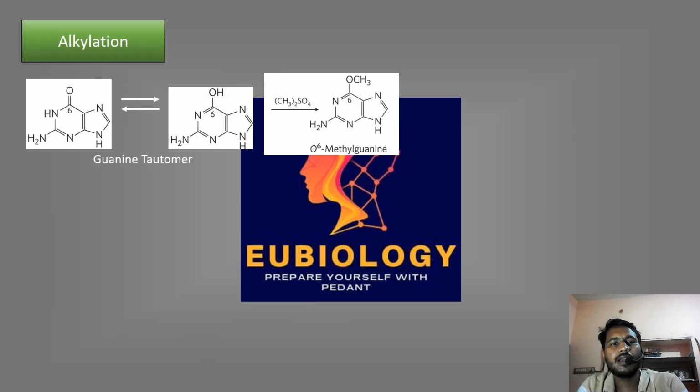Now, what will alkylation be? Alkylation is where we alkylate the nitrogenous base again. Dimethyl sulfate will alkylate the guanine tautomer into O6 methyl guanine.